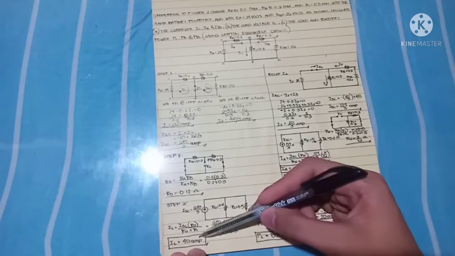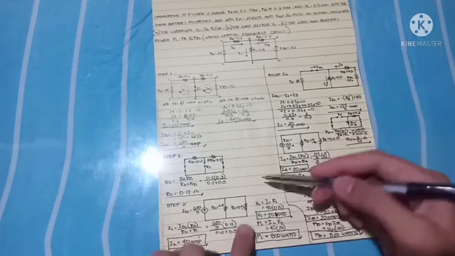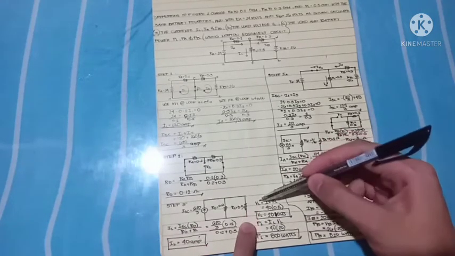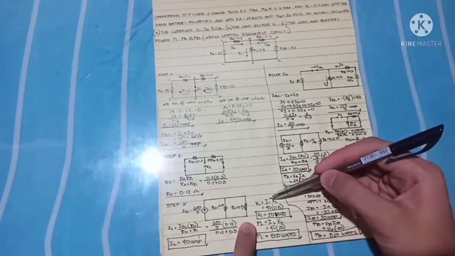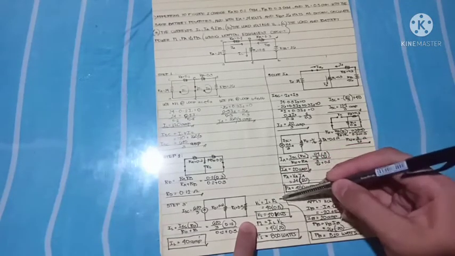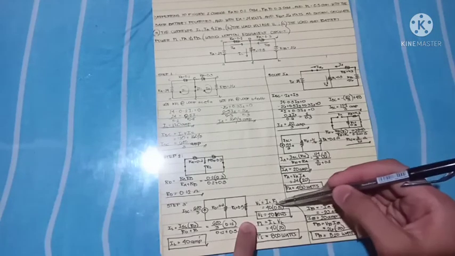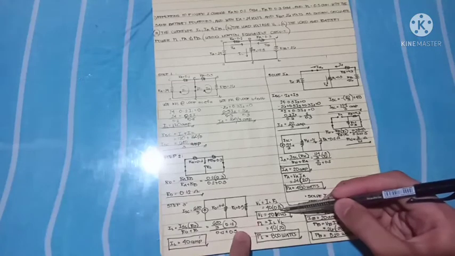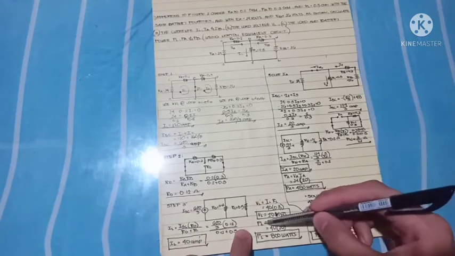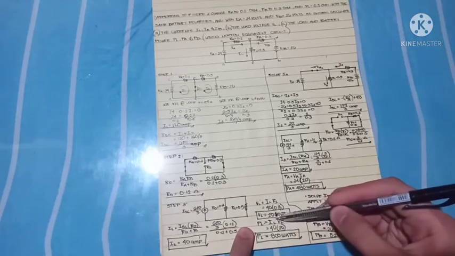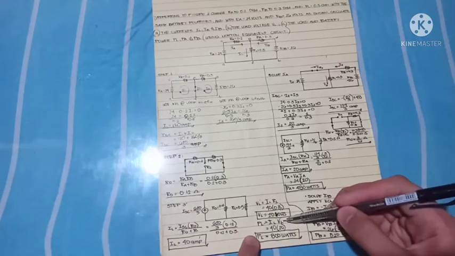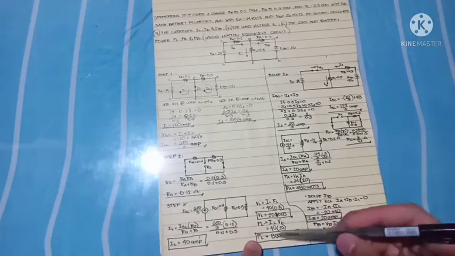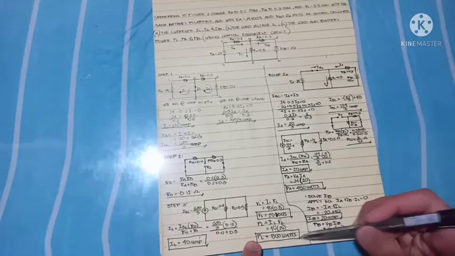Then, since we have the value of our IL, we can now solve for VL and PL. To solve VL, it is equal to IL times RL. Substitute the value, 40 times 0.5. Then, VL is equal to 20 volts. And to solve PL, it is equal to IL times VL. Then, substitute the value, 40 times 20. PL is equal to 800 watts.